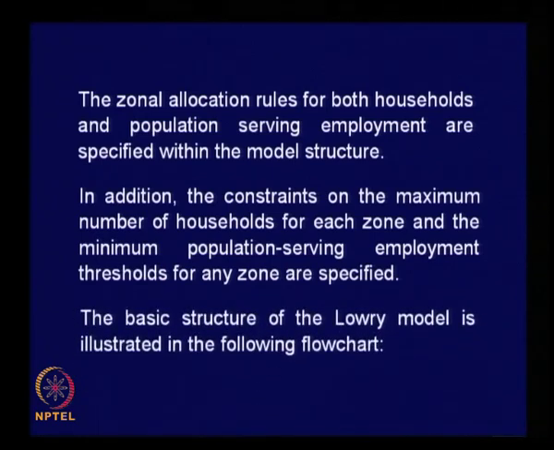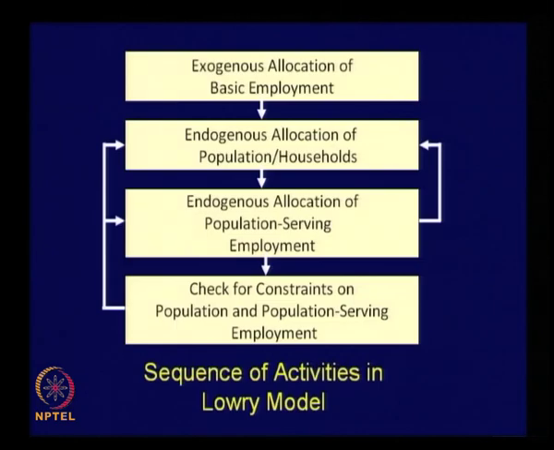Of course, the basic structure of the Lowry model is illustrated in the form of a flow chart to reinforce our understanding. This is the basic structure of Lowry's model of land use. First, exogenous allocation of basic employment. Basic employment means the activity centers related to basic employment, that is the meaning, right. So, you fix exogenously, from outside the model, all these basic employment centers.